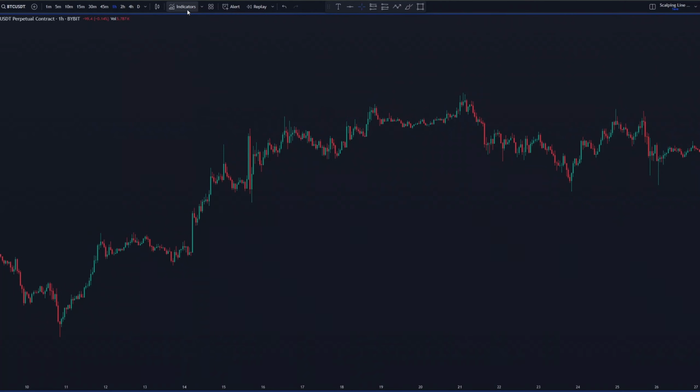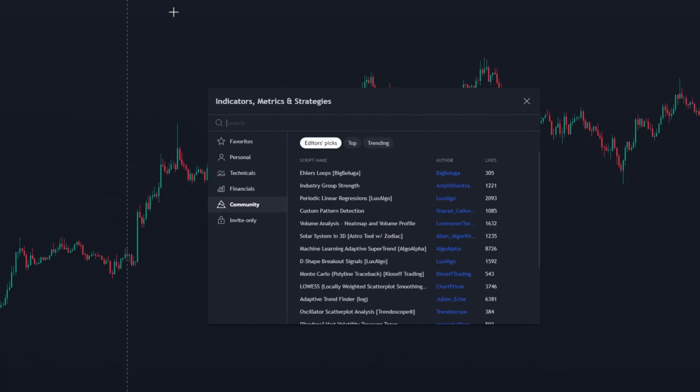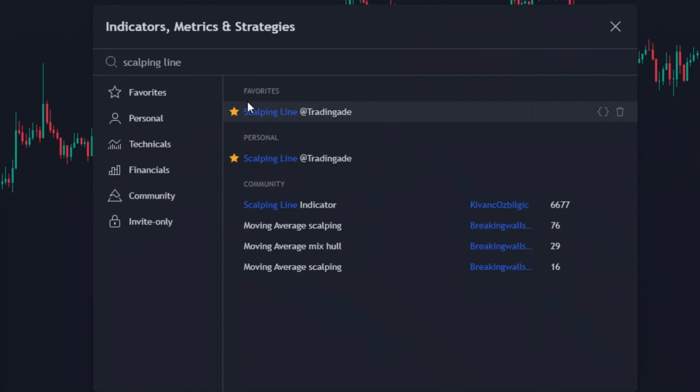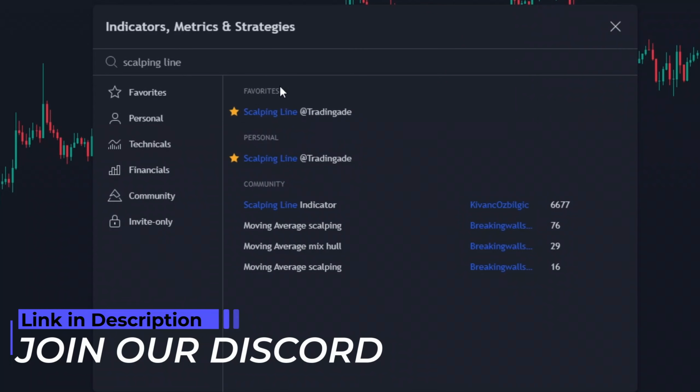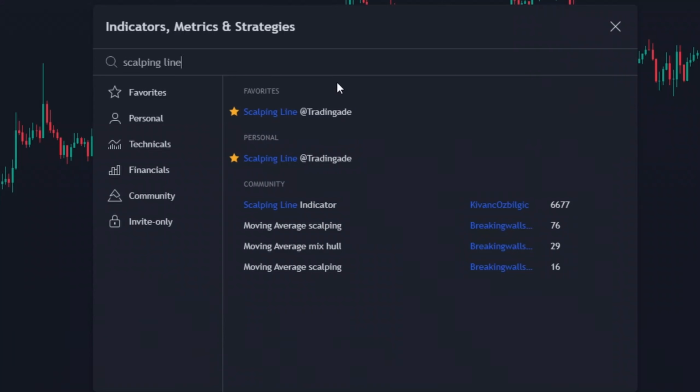Today's strategy will be based on the scalping line indicator. In order to load it, you just need to go in the indicator section and type scalping line and open this one by TradingView. You can find these free indicators by joining our Discord. You just need to add it to your favorite and you're good to go. You will find it in your favorites indicators.